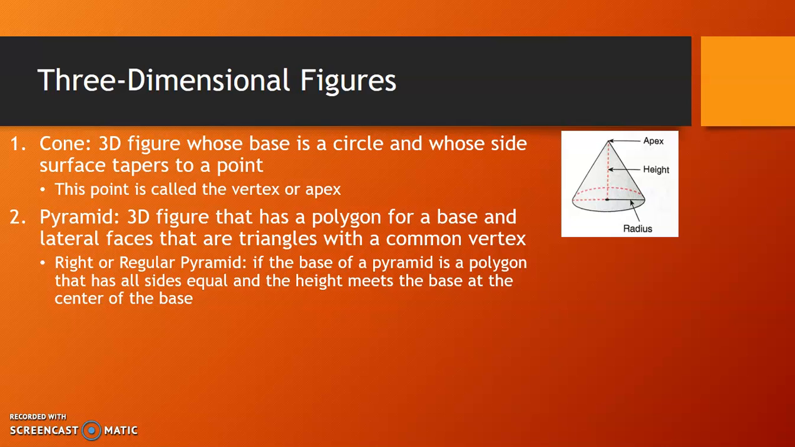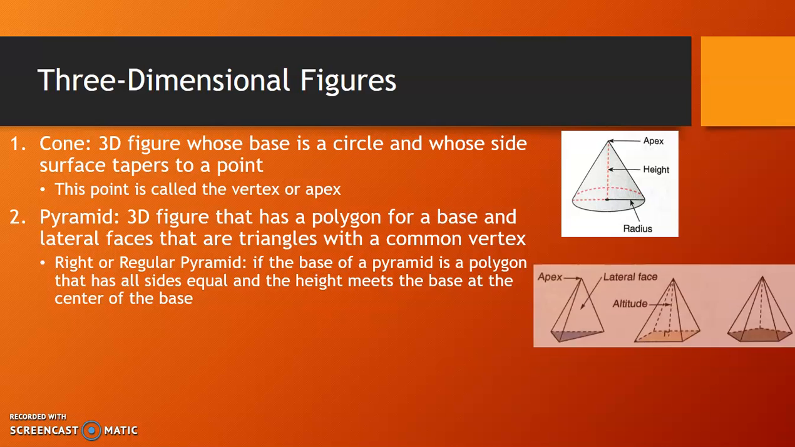If you have a right or regular pyramid, that means that the base of the pyramid is going to be something like a square, so it's going to have all equal sides, or it could be a pentagon, for example, and all 5 sides of the pentagon are the same length. And then the height would meet the base at the center of the base.